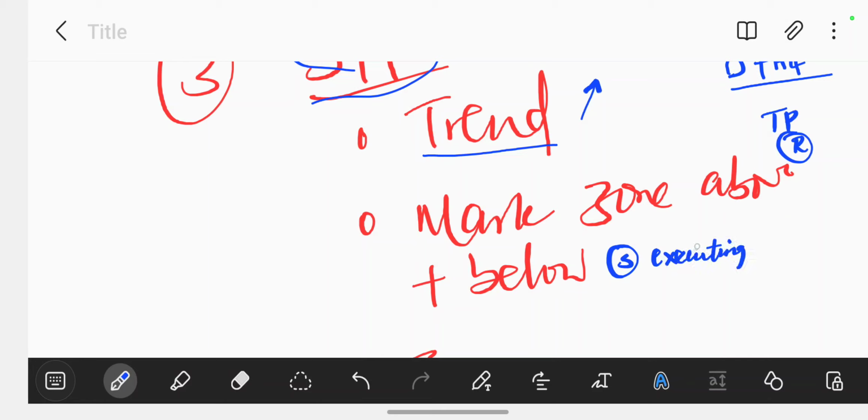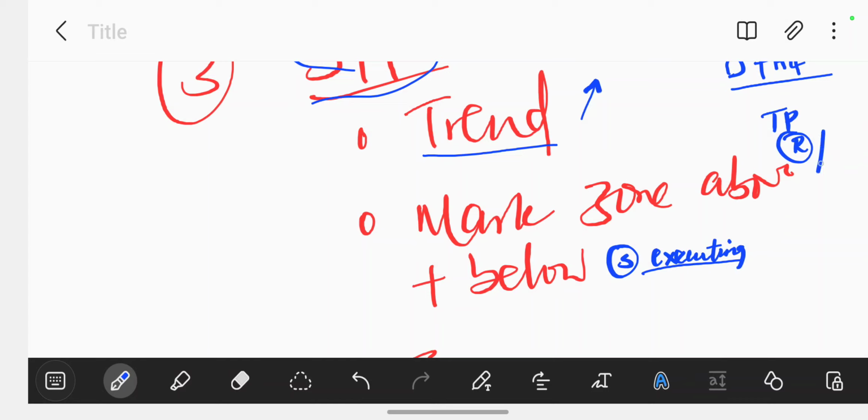So the area of support, that's where I'll be looking for buying opportunities. And then the zone above, I'll be exiting my trades. I hope it makes sense. This is easier. You've decided that I'm going to buy from this nearest support, and then I'm going to exit at the next opposing zone.